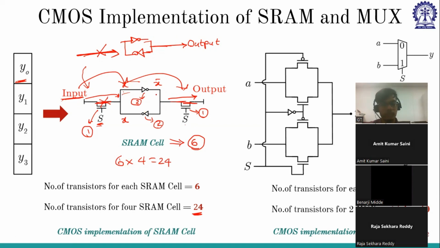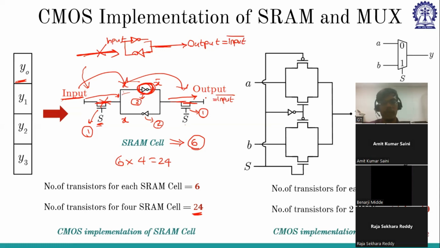Sir, but the thing here is, to store 0, I have to give the input 1, right? Actually, the output will be inverted. So the output will be input bar because of this inverter. Understood? The output is input bar because of this inverter. When S is shorted, here you will get the input, and when S bar is shorted, the output is input bar.